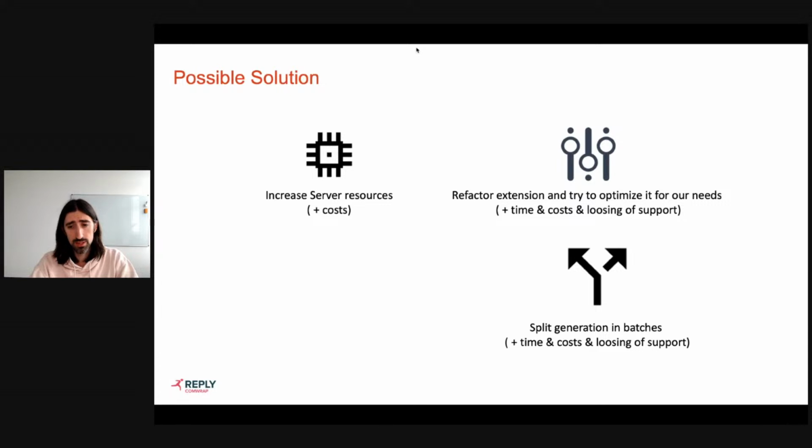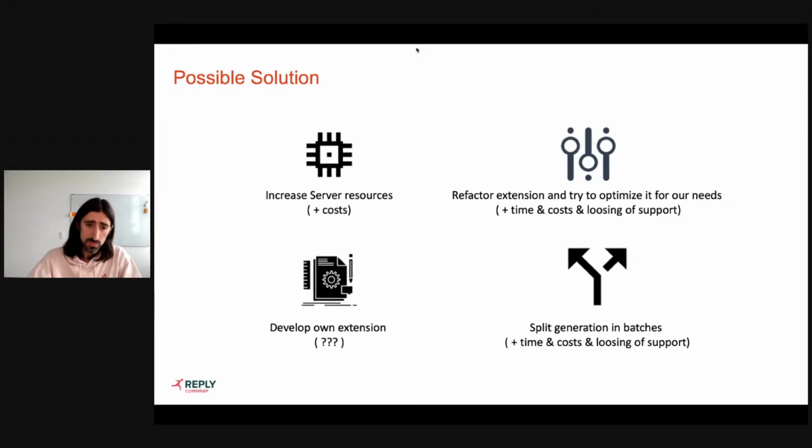Then we can split generation into different batches, which basically, again, leads us to modifying the module, and leads us to a situation where we have additional time and costs to be invested and we lose the support.